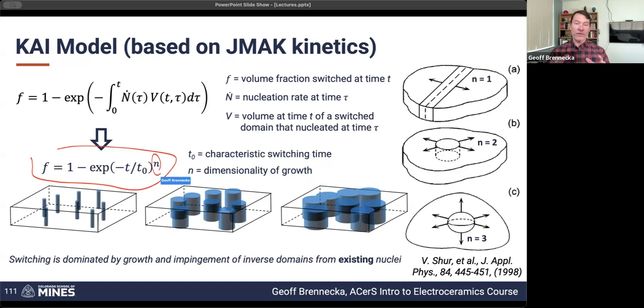So if you start with pre-existing domain nuclei, then the dimensionality of growth is represented by that exponent. So if it's growing in one dimension, so it's like a single wall moving, then that exponent is 1. If it's two-dimensional growth, so it's growing laterally, then it's 2. And if you're actually getting volumetric growth, then that exponent is 3.